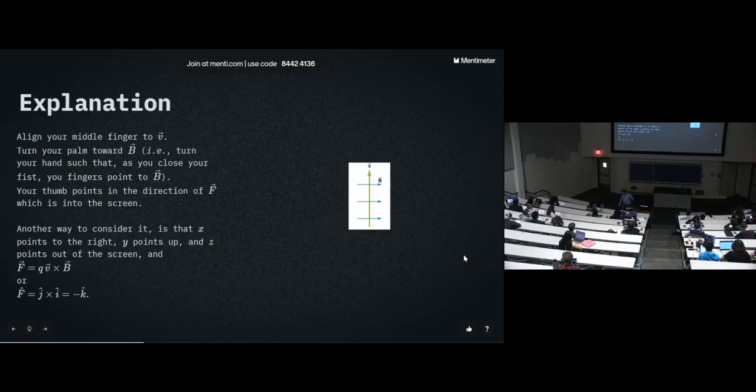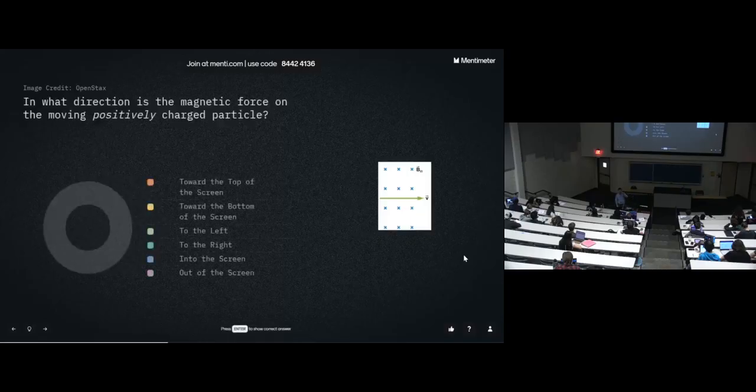Aha! What if the charge was negative? Let's practice one more with the positive charge, and then I've got two that are negative. So in what direction is the magnetic force on the moving positively charged particle?